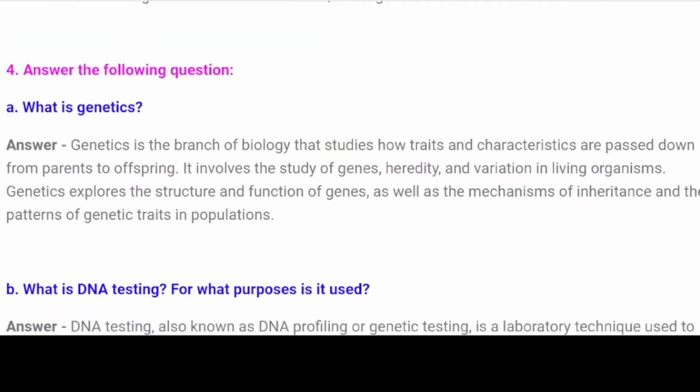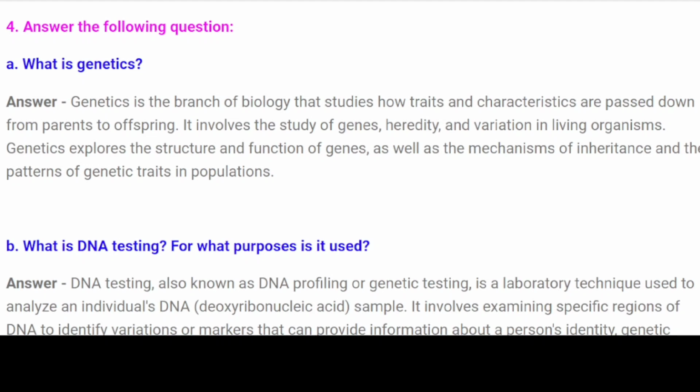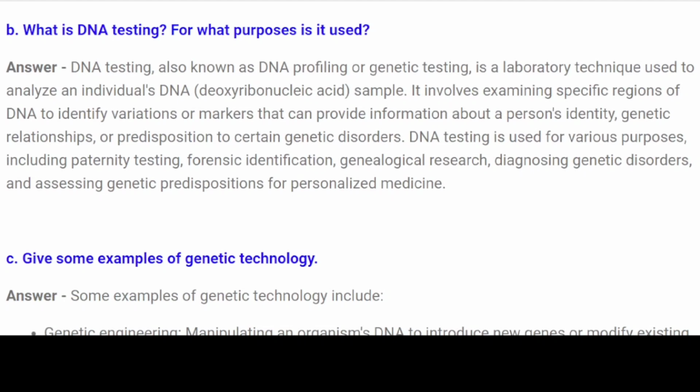4. Answer the following questions. What is genetics? Answer: Genetics is the branch of biology that studies how traits and characteristics are passed down from parents to offspring. It involves the study of genes, heredity, and variation in living organisms. Genetics explores the structure and function of genes, as well as the mechanisms of inheritance and the patterns of genetic traits in populations. What is DNA testing? For what purposes is it used? Answer: DNA testing, also known as DNA profiling or genetic testing, is a laboratory technique used to analyze an individual's DNA, deoxyribonucleic acid, sample.